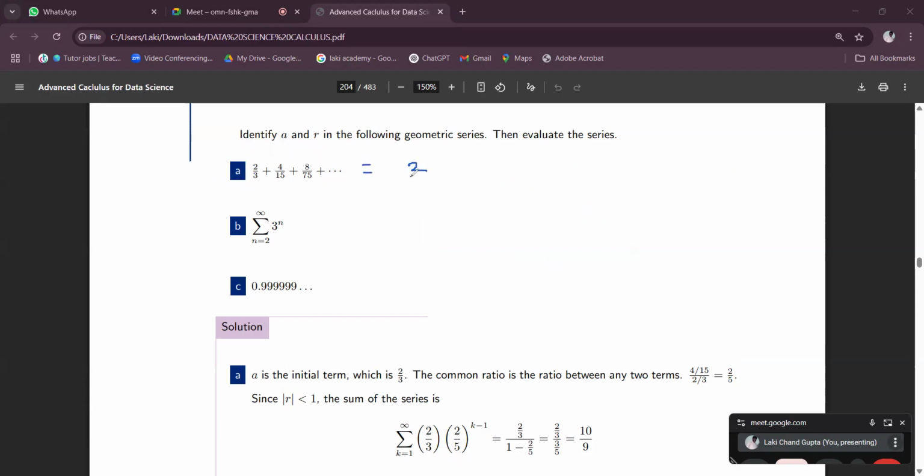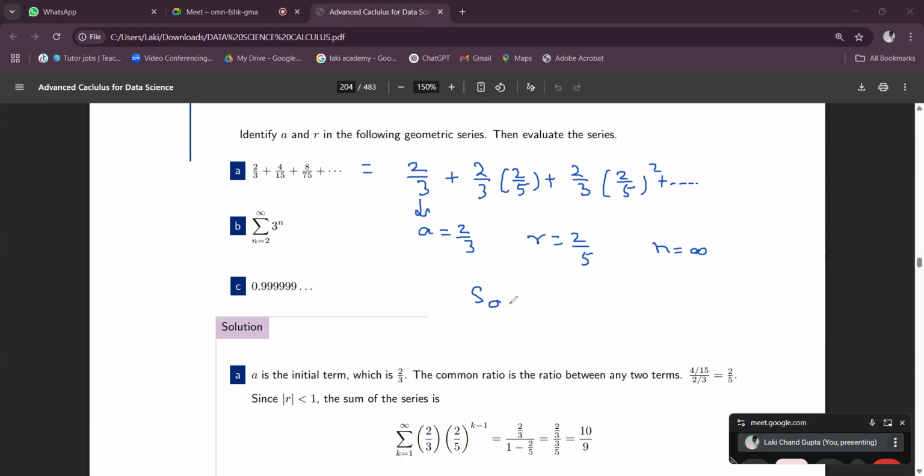You can write 2 over 3. Here 2 is multiplied, right? Again 2 is multiplied. Yes. Here A is what? 2 over 3, and R is what? 2 over 5. And you are finding the sum up to infinity. So A upon 1 minus R or R minus 1. Okay.